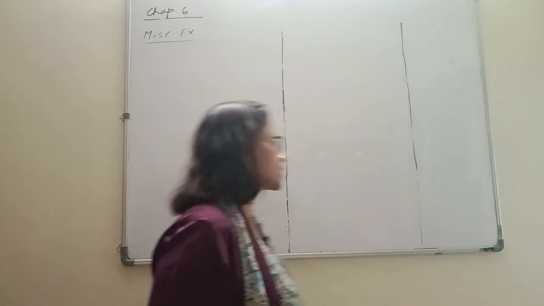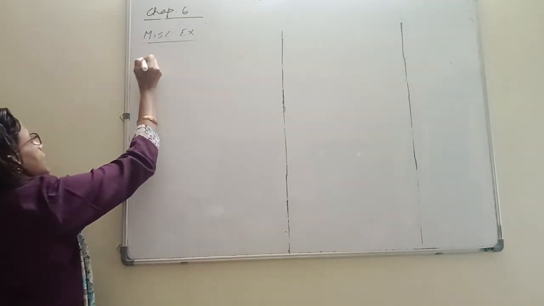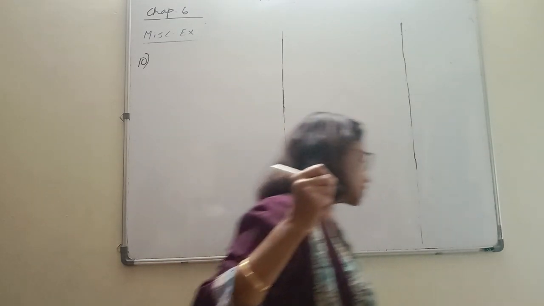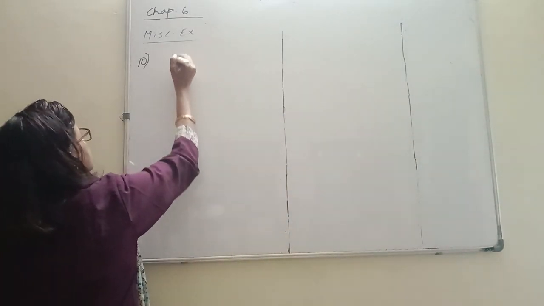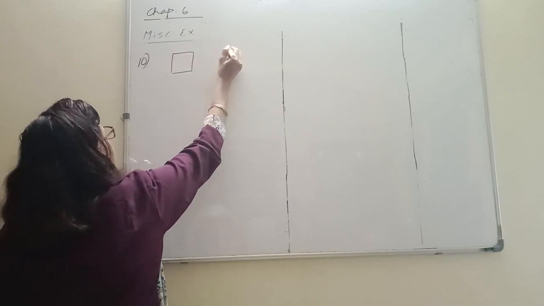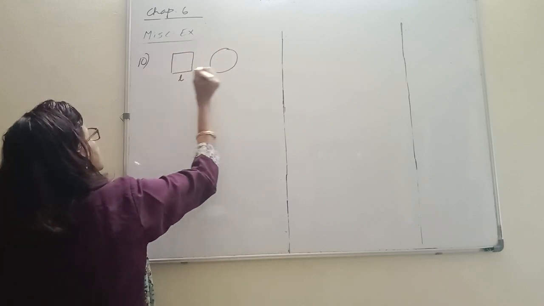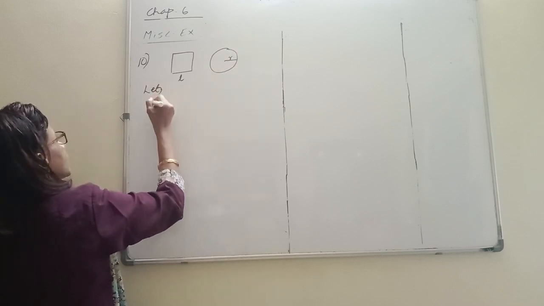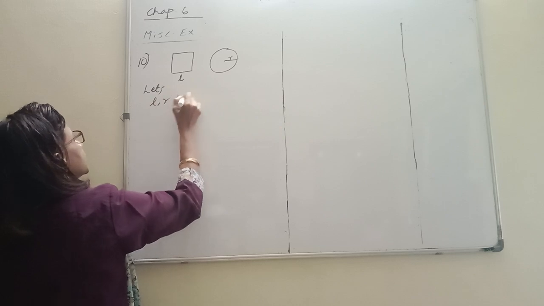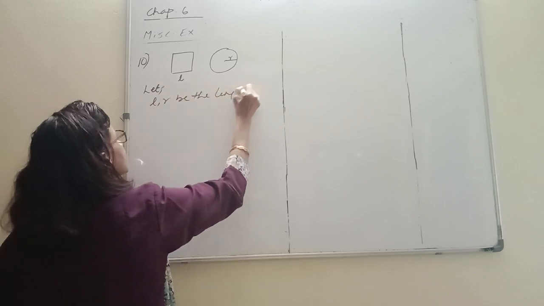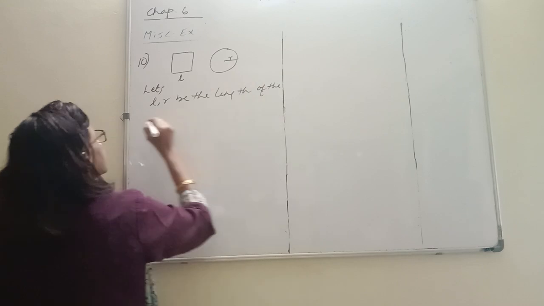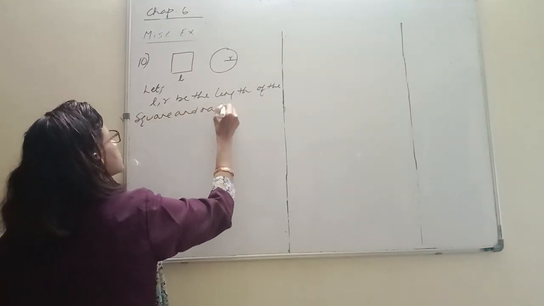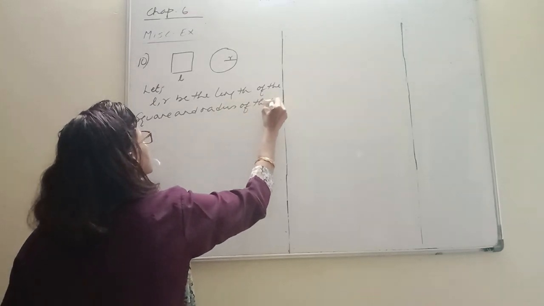Sum of the perimeter is k. So this is our problem number 10, where they say that the sum of the perimeter of the circle and the square is k. So there is a circle and there is a square. For our convenience, we call this side L and we call this side R. So let L comma R be the length of the square and radius of the circle. It's given to us directly.